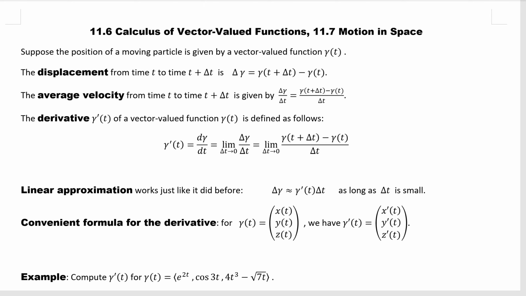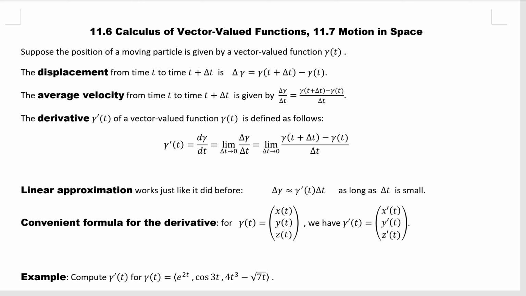Hi everyone! Today let's talk about section 11.6, Calculus of Vector Valued Functions, and 11.7, Motion in Space. Suppose the position of a moving particle is given by vector valued function gamma of t. The displacement from time t to time t plus change of t equals change of gamma, so it's the difference of gamma: gamma of t plus change of t minus gamma of t.